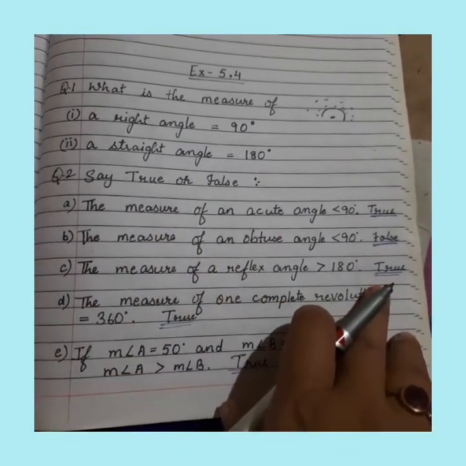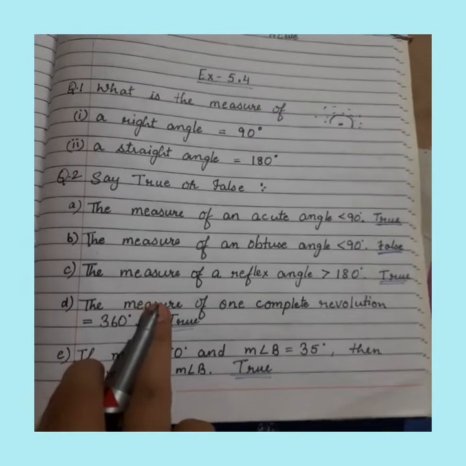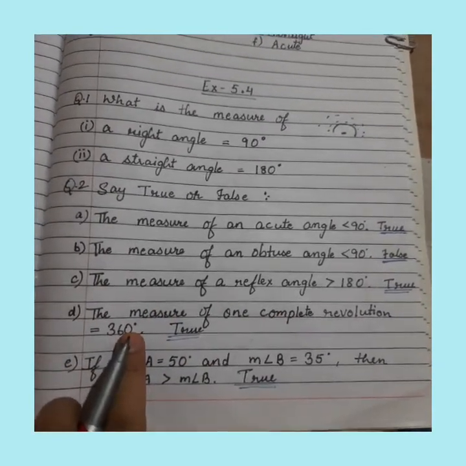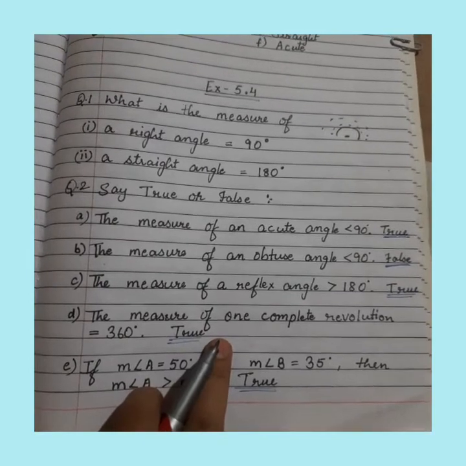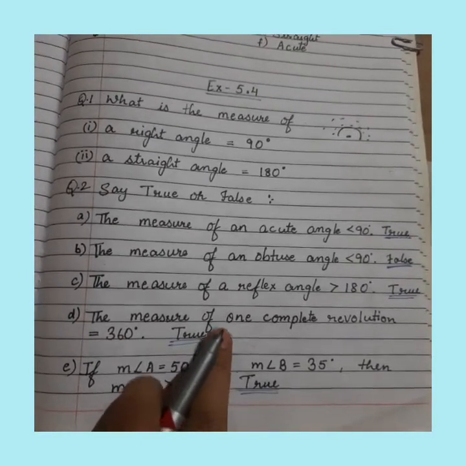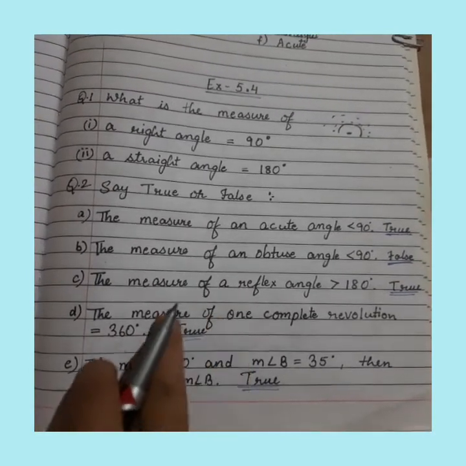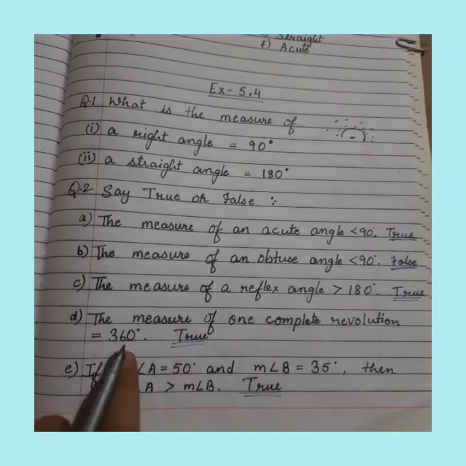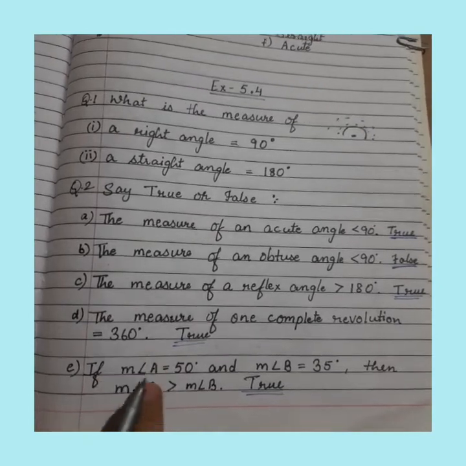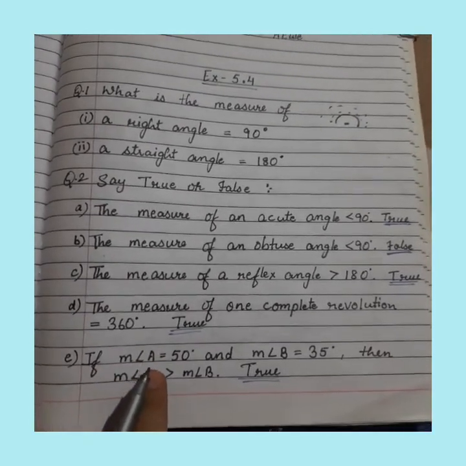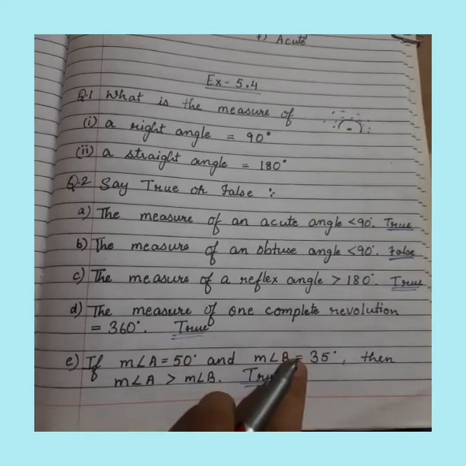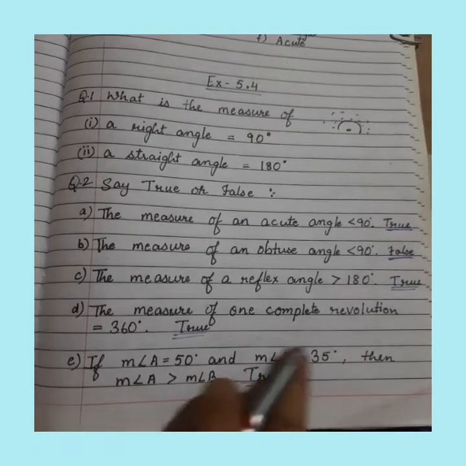So this is a true statement. The measure of one complete revolution is equal to 360 degrees. Yes, this is true. We have seen in the diagram of the clock that it is completing one rotation, one revolution, that is 360 degrees.